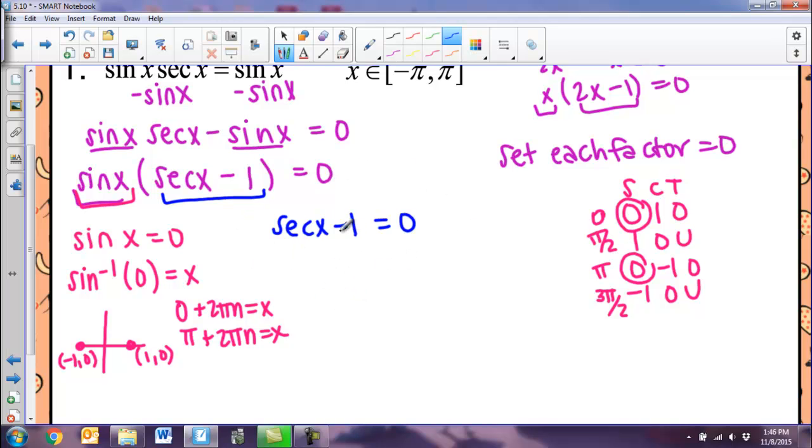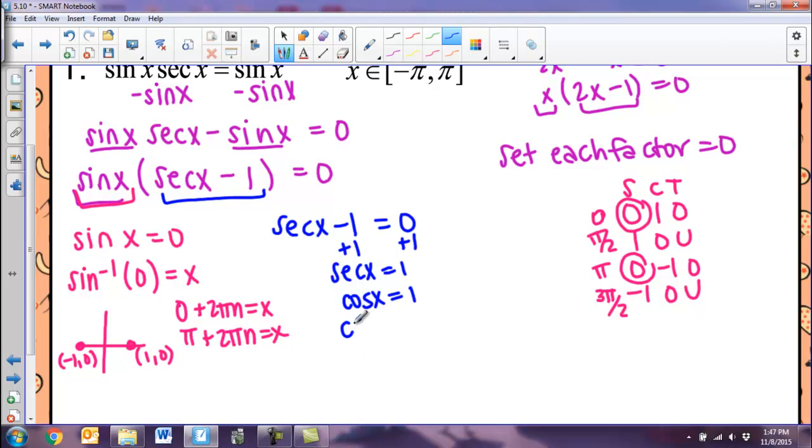So in order to figure out where secant x minus 1 equals 0, I'm going to go ahead and get numbers away from my trig function. So I have secant x equals 1. And if you remember, secant goes with cosine, and since this is just 1, if I flip 1 over, it'll still be 1. So I can think about here, where does cosine x equal 1?